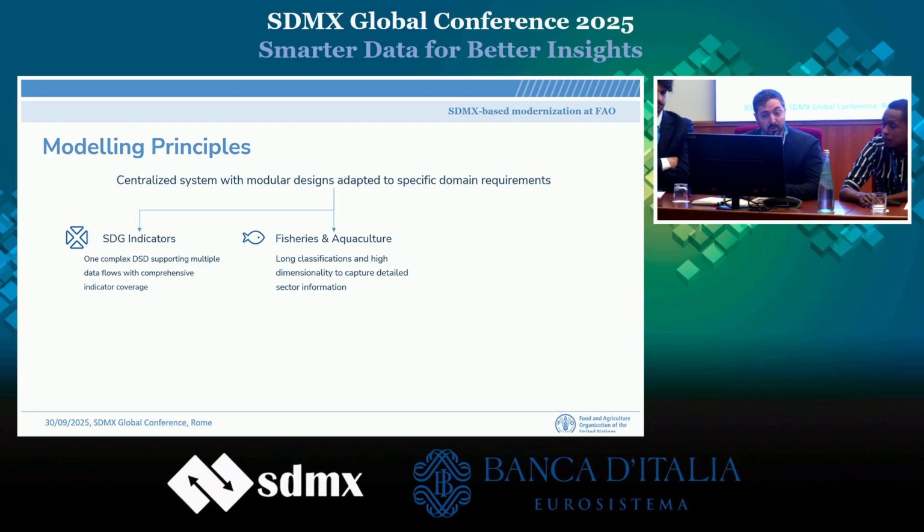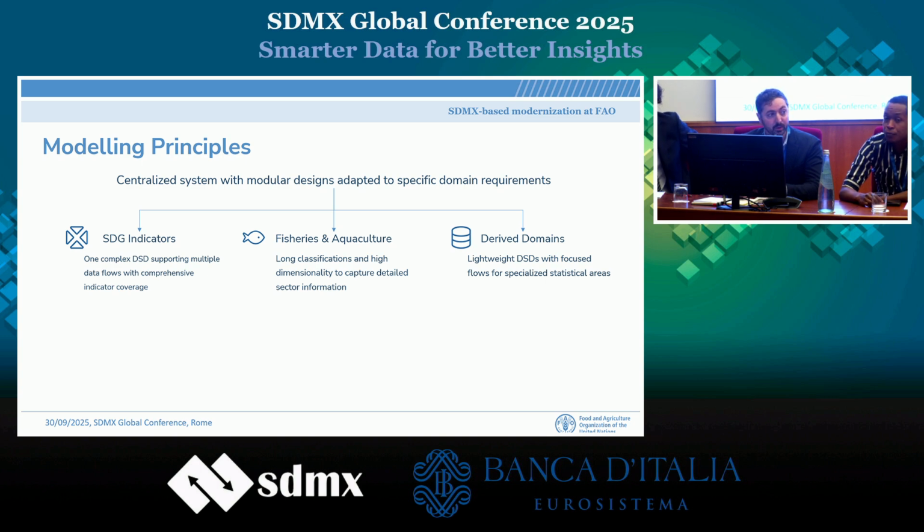For fisheries, we needed to keep the long hierarchical classification in order to capture the detail of the sector. So we adopted a more vertical structure with longer dimensions. And for the other domains, most of which were already present in the current dissemination system, thanks to their current structure, we could adopt a more lightweight DSD.